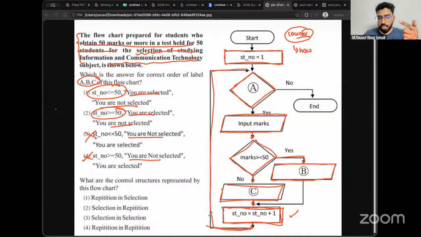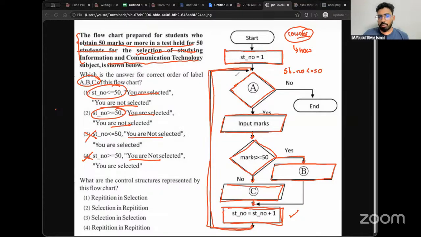So what we are going to do here is ask, we had right here, a condition to check: should we go and check the second student's mark? Should we go and check the third student's mark? That's how this condition is going to work. So if you mention, is ST number less than or equal to 50?